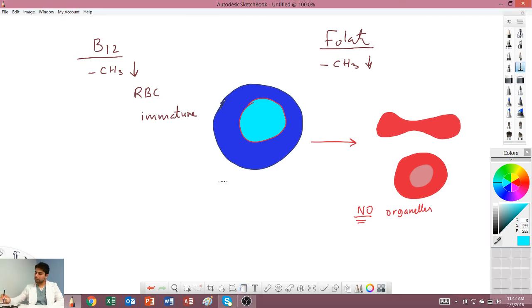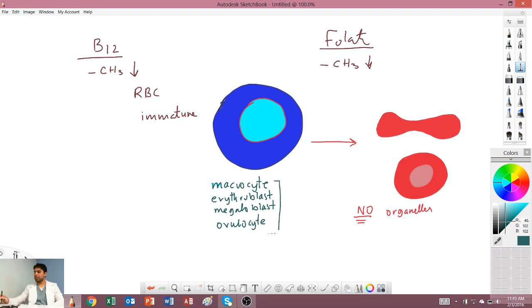So these RBCs are known as macrocytes. Why? Because they're large compared to the normal mature RBCs. And the name for them will be what? Erythroblast. Now, if these erythroblasts are large and immature, you can call them what? Megaloblast. Very good. It doesn't mean a Spanish person, Miguel, blasting music. No, megaloblast. Erythroblast, megaloblast, macrocytes. They're also known as ovalocytes. They're not disc-shaped. They're oval-shaped.